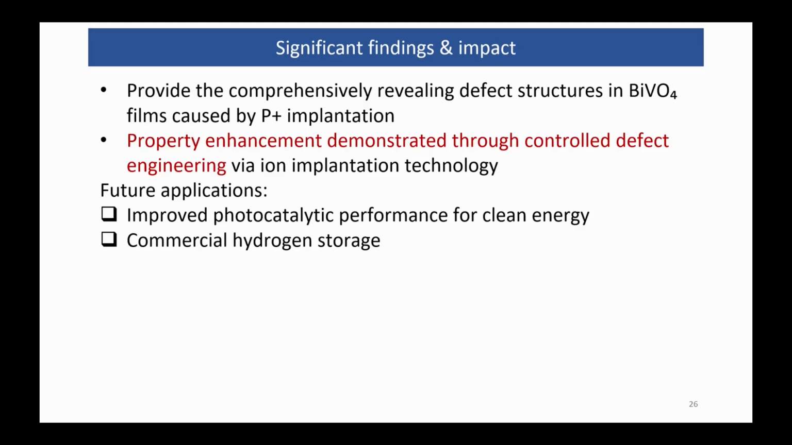So finally, I want to talk about the significant findings and impact of this study. We first provide a comprehensive review of the defect structure in bismuth vanadate by ion implantation, and it can enhance the new defect control, that is defect engineering by ion implantation technology. In future applications, we hope that it can improve photocatalysis for clean energy and can be used for commercial hydrogen storage.